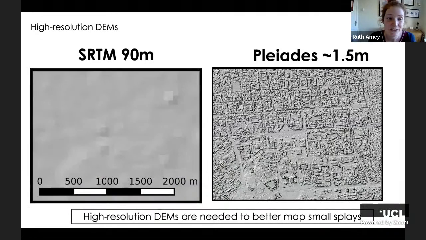So to convince you that I mean really high resolution, on the left, we have the free SRTM 90 meter resolution, and on the right, we have the Pleiades DEMs that we've made across Almaty. So you can clearly see roads and individual buildings. And it's really these high resolution DEMs that we need to tease out small structures and faults within the city.